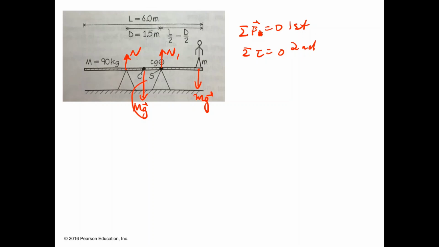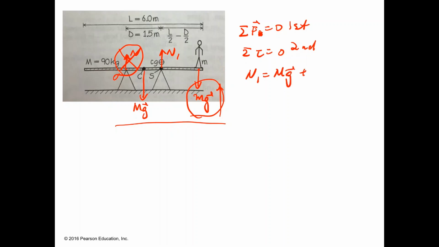When the weight of this person increases, this force increases, and this other force is going to slowly go down, and eventually it's going to be 0. When it is 0, that will be exactly the point where, if this increases a little bit more, then this thing will start tipping over. So when this force is 0, we basically have three forces. And of course, N1 will be equal to Mg plus mg. So that's the case.